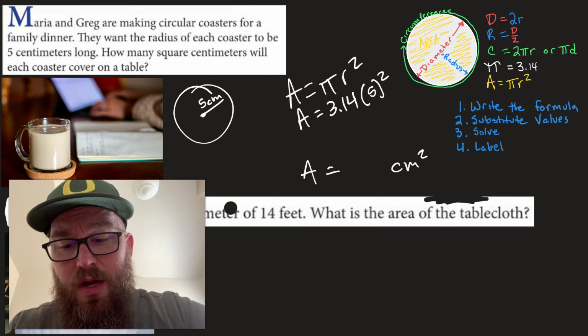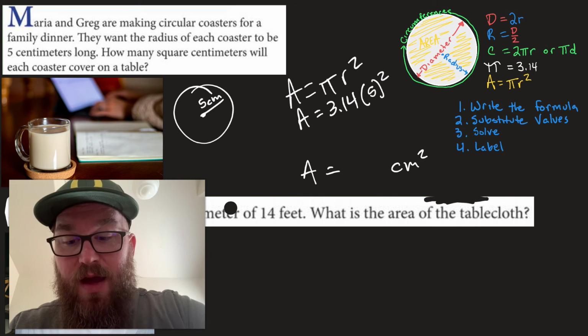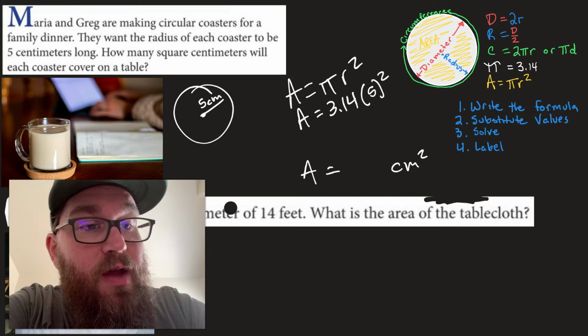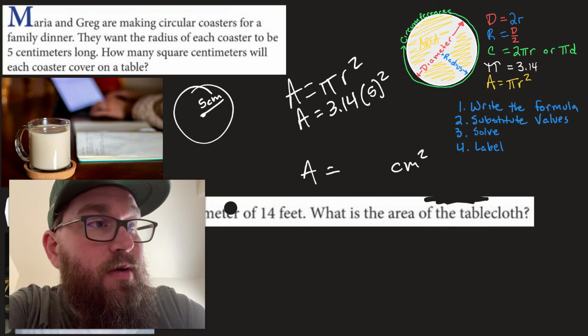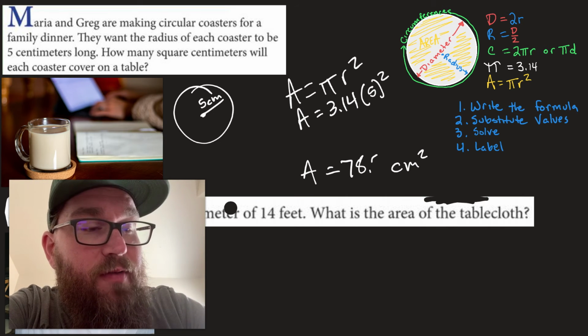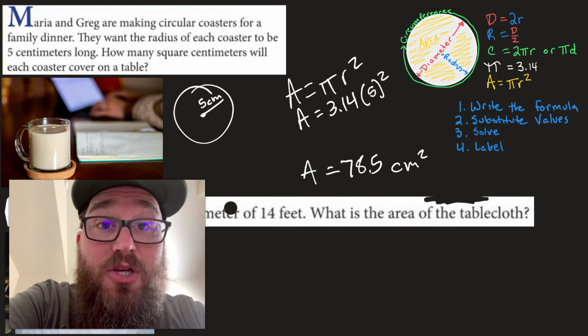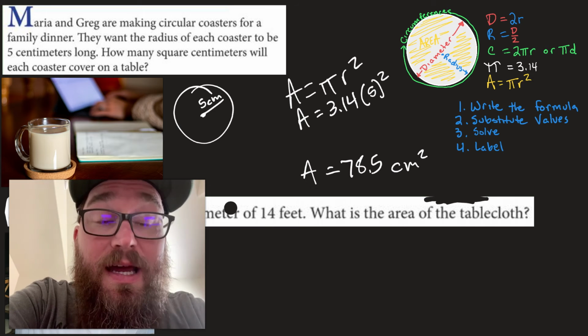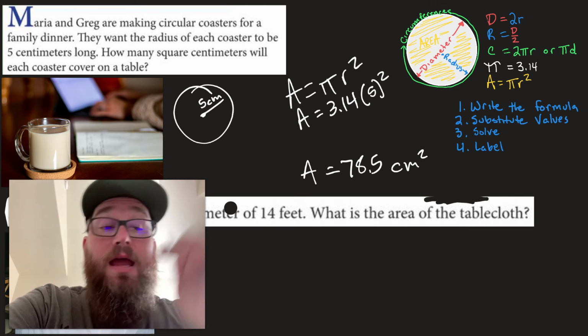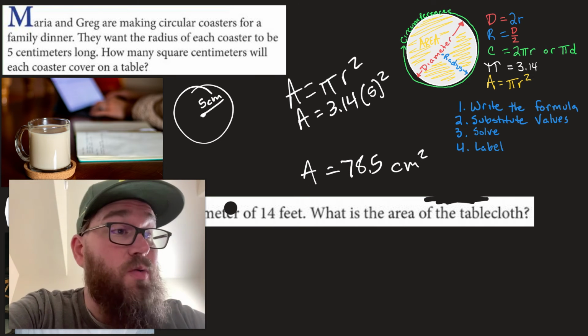Yeah, so we should just do exactly what it says. 3.14 times 5 squared, which is 25, and we get 78.5 centimeters squared. So how many square centimeters will each coaster cover on a table? What is that answer? Yeah, in a complete sentence, right? Each coaster will cover 78.5.